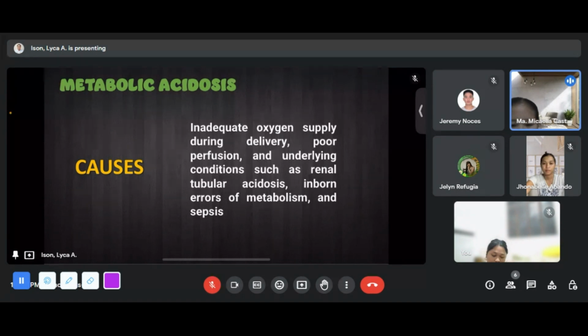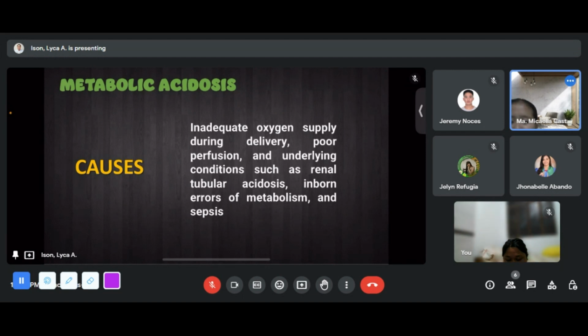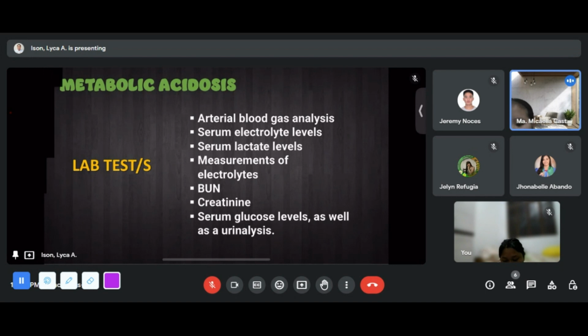So, last is sepsis. Yung sepsis is condition kung saan mayroong nakakapasok na mga bacteria or microbes sa ating body, lalo na sa mga baby, at ito ay nagdudulot ng malubhang infection. Kapag mayroong sepsis, maaaring magkaroon ng metabolic acidosis sa mga chemical na nabubuo mula sa nakakapasok na mga mikrobyo o nagdudulot ng acidosis sa katawan.